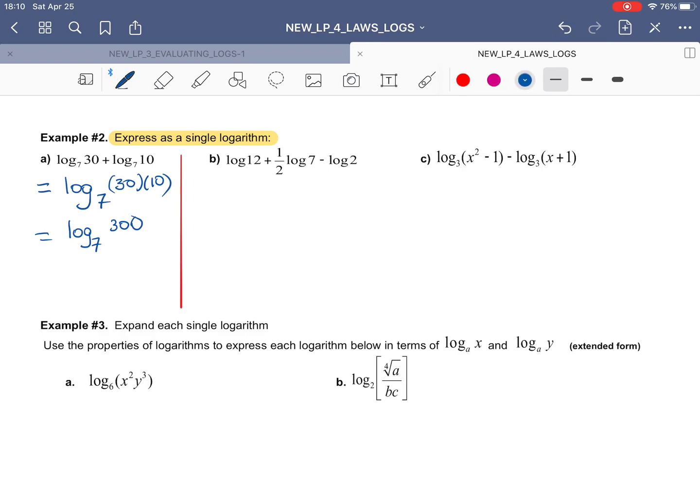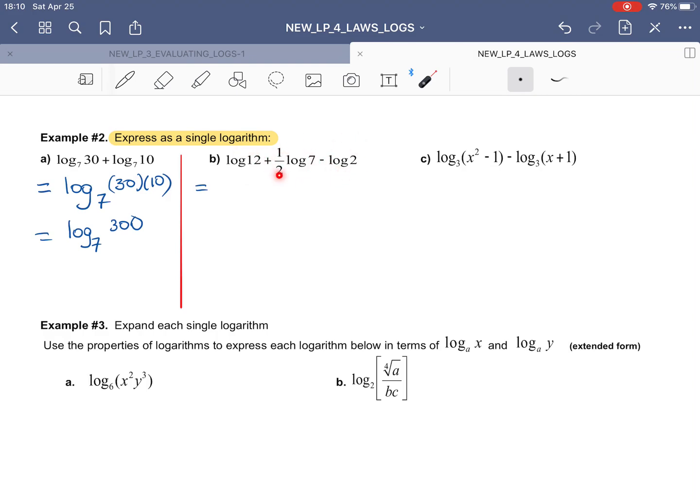The next question is log of 12 plus half log 7 minus log 2. So there are more terms in here, nothing to worry about. What we focus on first is the bases. Are the bases the same? Well, I don't see a base here, that means the base is 10. I don't see a base here, means the base is 10. Don't see a base here, it's 10. So that means all bases are the same in every log term. So there are 3 log terms.